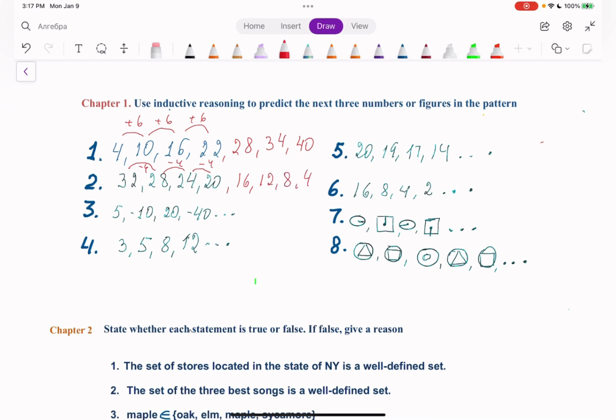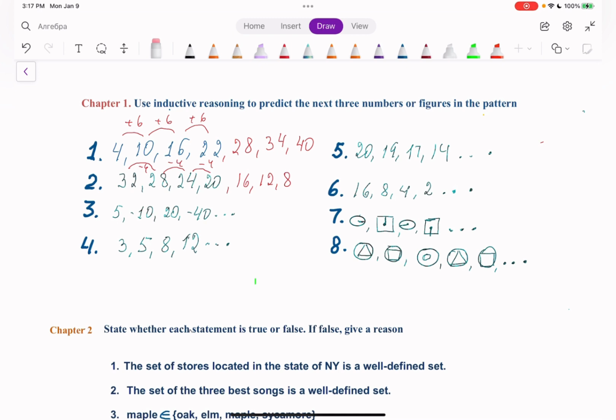Just read how many free numbers. Okay, free numbers. It's asking for free numbers. Cleaning this. Next one. 5, negative 10. This is number 3. So 5, negative 10, 20, negative 40.